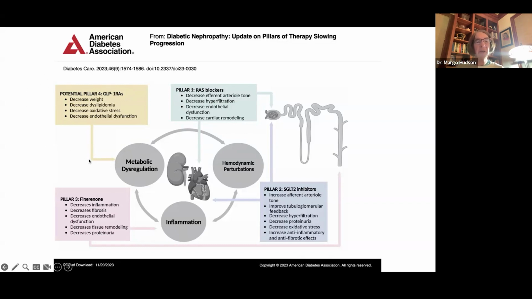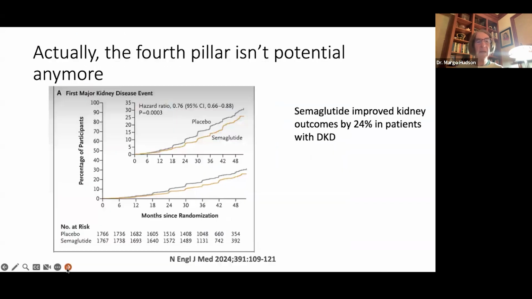And what about the GLP-1 receptor agonists? We're using those so much for other things. This is recommended for kidney disease as well. And there just was a study came out this year showing that semaglutide improved renal outcomes by 24% in patients with diabetic kidney disease. So even though my slide says it's a potential pillar, it does seem to have efficacy for renal outcomes, so it really should be considered to help in patients with kidney disease.